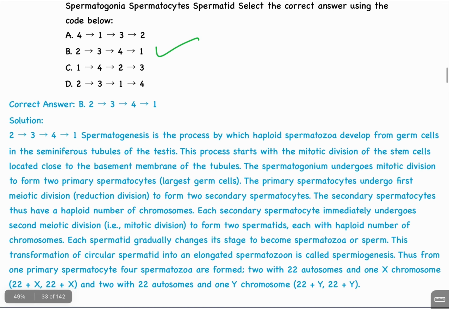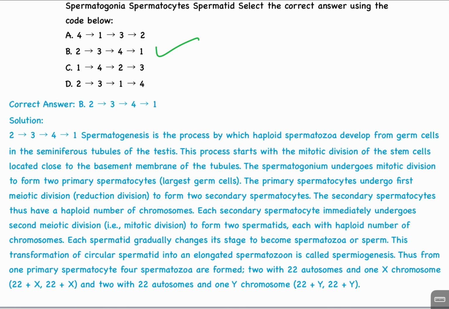Spermatogenesis is the process by which haploid spermatozoa develop from germ cells in the seminiferous tubules of the testis. This process starts with the mitotic division of the stem cell located close to the basement membrane of the tubules. The spermatogonium undergoes mitotic division to form two primary spermatocytes, the largest germ cells. The primary spermatocyte undergoes first meiotic division, reduction division, to form two secondary spermatocytes.